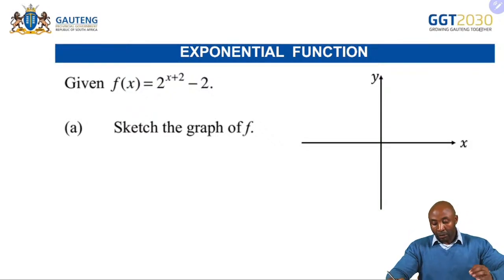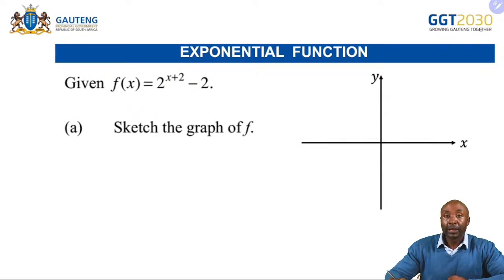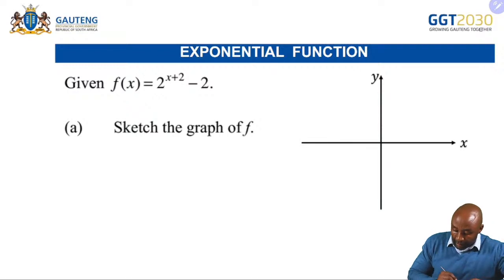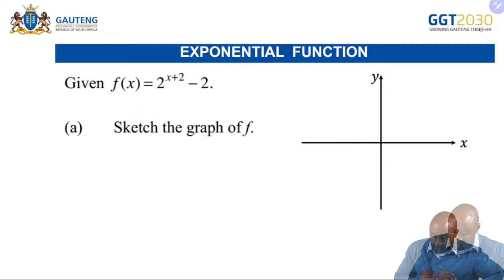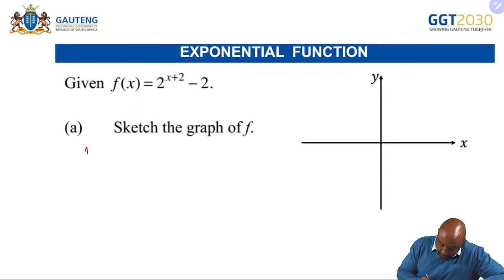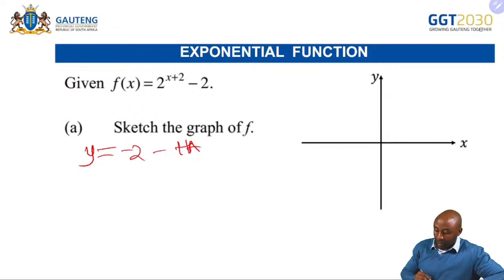Right. I hope we're able to sketch the graph. Now, for us to sketch the graph, we should get our x-intercept, we should get our y-intercept. If it's there, we should get our asymptotes. So, if you check this one, we know that we can have our y is equal to -2. That one becomes our horizontal asymptote.